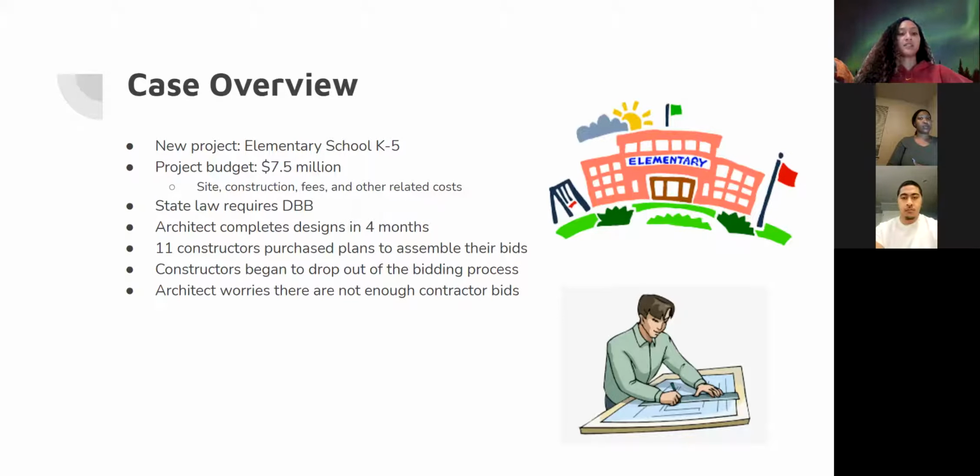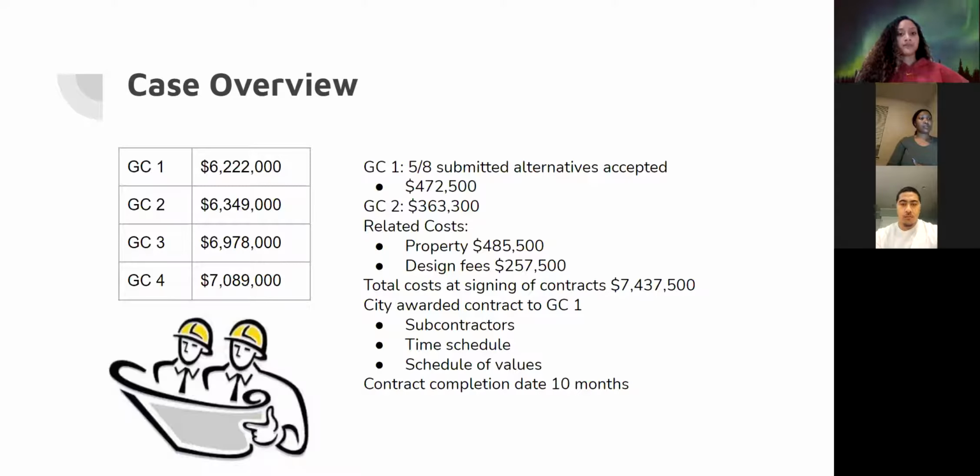The architect completes the designs in 4 months without any major issues, and 11 contractors purchase the plans to assemble their bids. The constructors begin to drop out of the bidding process, and the architect starts to worry that there won't be enough contractor bids for the project. On the left, we have a table showing 4 out of the 11 bids that were submitted, ranging from the lowest to the highest bids.